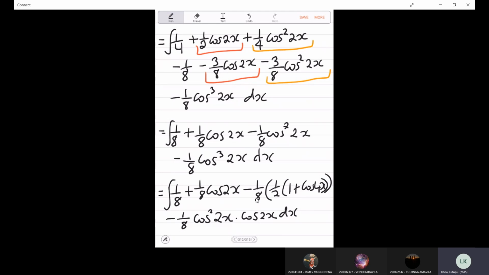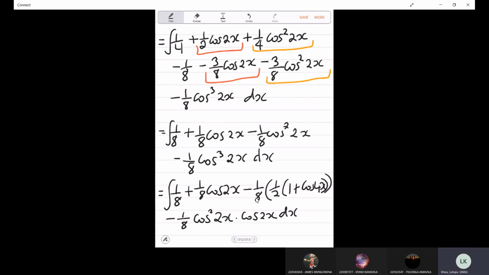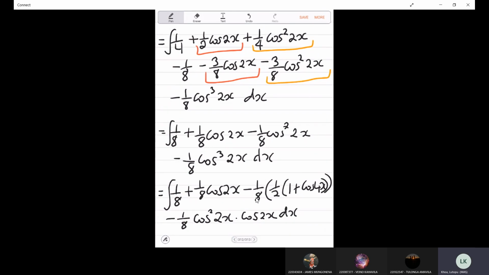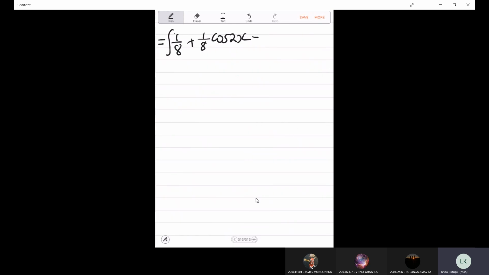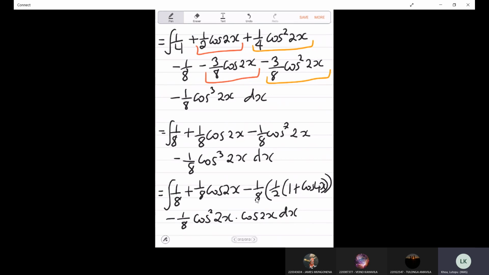Okay, so here we have 1 over 8, and then 1 over 8 cos 2x. And then 1 over 8 times half is 1 over 16. I have minus 1 over 16. And then I have 1 over 16 cos 4x.